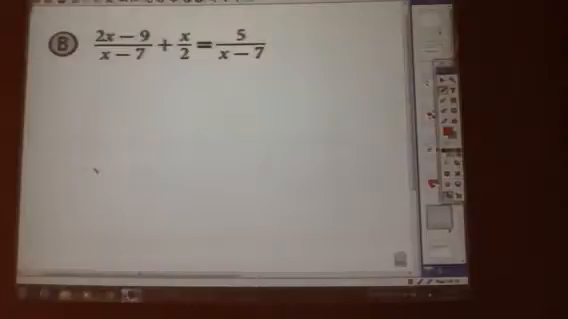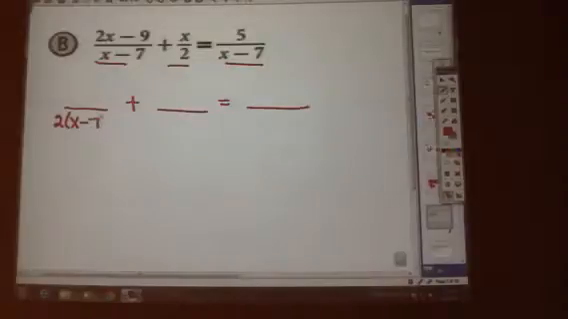This is not a fraction equaling a fraction, so I cannot cross multiply. I'm adding. When I add, I must get a common denominator. So fraction plus fraction equals fraction. What would my common denominator be? I have to have all of this in my denominator. 2x minus 7, right? I covered the x minus 7 and the 2.